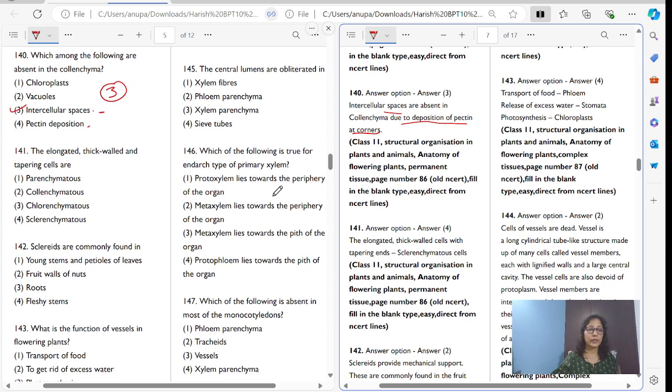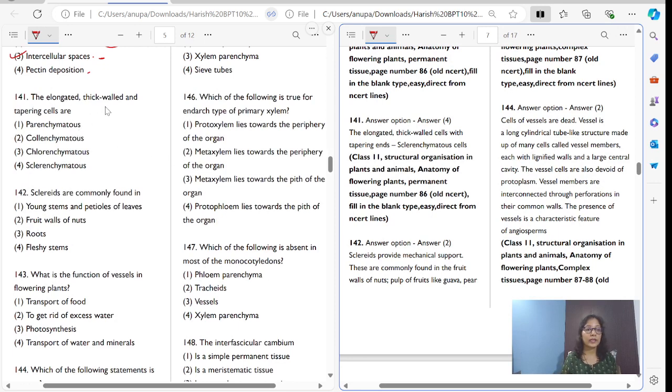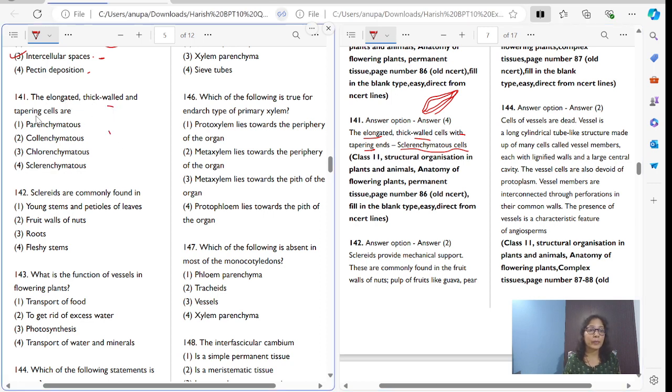Now let's move to the next question, that is question number 141. It says that the elongated thick wall and tapering cells are. So the elongated thick wall cells with tapering ends are characteristic of sclerenchymatous cells. Means they look like this. They look like this, these types of cells. So such type of cells are sclerenchymatous cells. So the answer for this question, that is the elongated, thick-walled and tapering cells, are known as sclerenchymatous cells. So option number 4 is the correct answer.